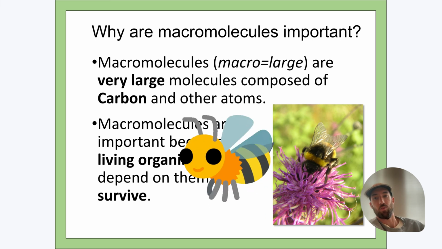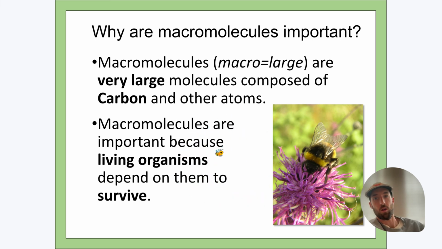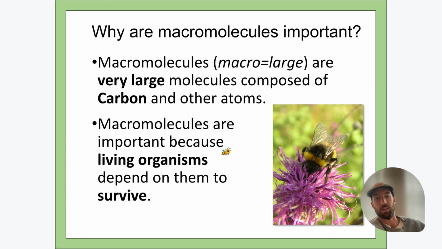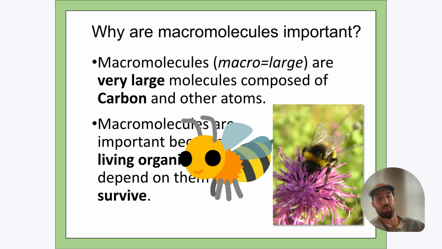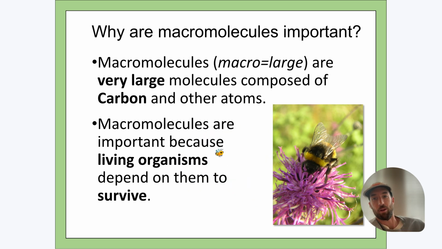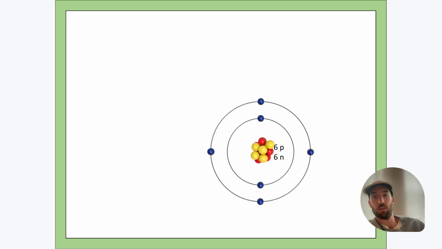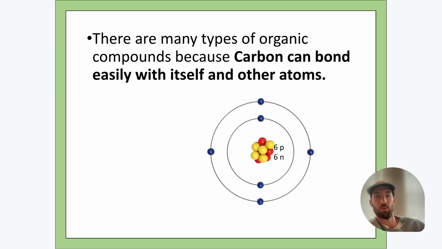Macromolecules are large molecules. Macro means large, micro means small. And they're always composed of carbon along with other atoms. In fact, they all have carbon, hydrogen, and oxygen in similarity, and some of them have a few extra elements, and we'll talk about that in a second. They're important because living organisms depend on these macromolecules to survive. You might be familiar with these macromolecules, also called macronutrients, that you see on the nutrition label. So let's start with carbon.